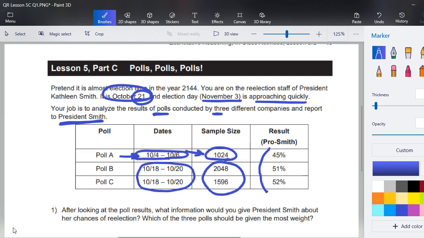So it depends on what you want to tell President Smith. The older polls give a lower rating. The more recent polls give a better rating, and there are more people who were asked for their opinions. So it looks like it's getting better for the election, but it still may be too close to say for sure.